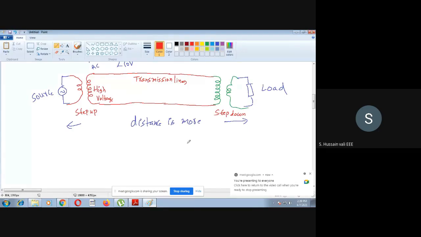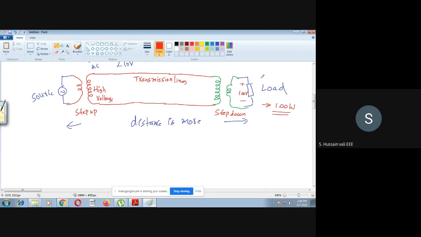Now why it is advantageous is that, see this now. First thing is that, we'll take the same example that the load requires 100 watt. And just for example, the voltage here is 100 volts. This is for calculation purpose. So the load voltage is 100 volts, and the power is 100 watt. So 100 volt and 100 watt. Then what is the current here?